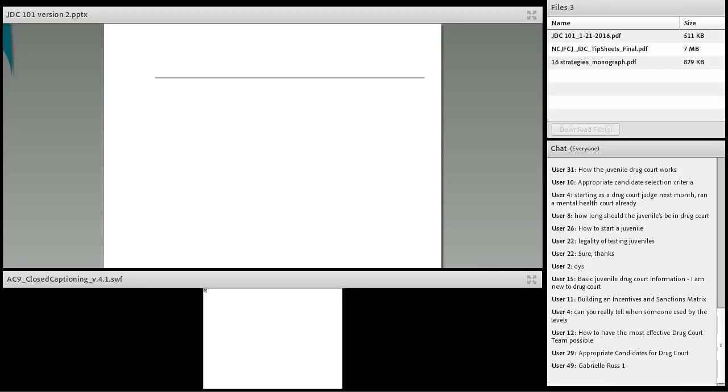The fourth thing that we do are demonstration sites. And this is pretty new for us.